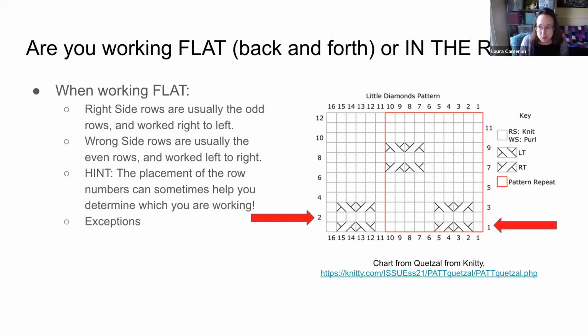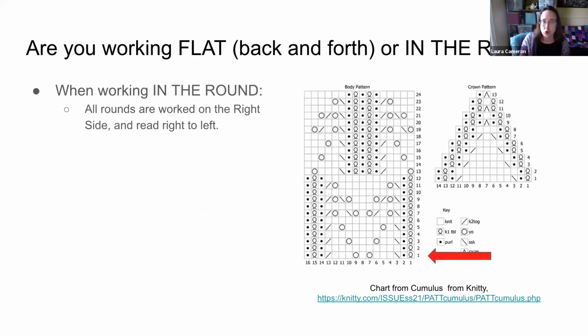Like I said, the exceptions are sometimes they will tell you that they're doing something different. So you do have to read the notes that come with charts, but these are true 99% of the time. So if you're working in the round, remember you're never turning your work. So you are always working in the same manner. And so all those rows are worked on the right side and they are read right to left.